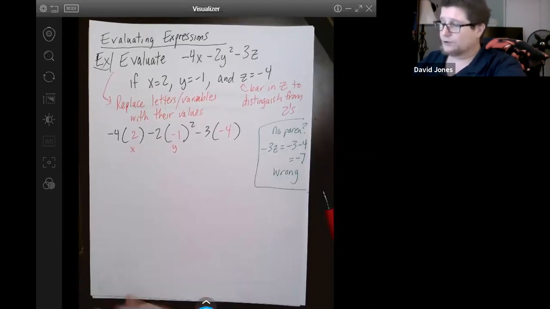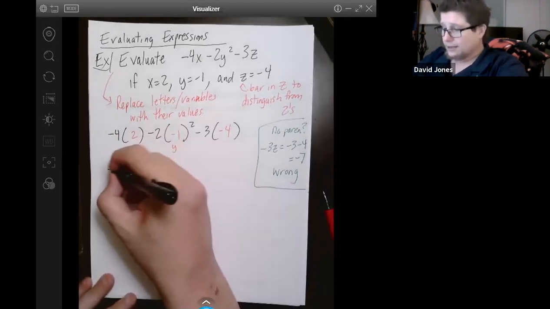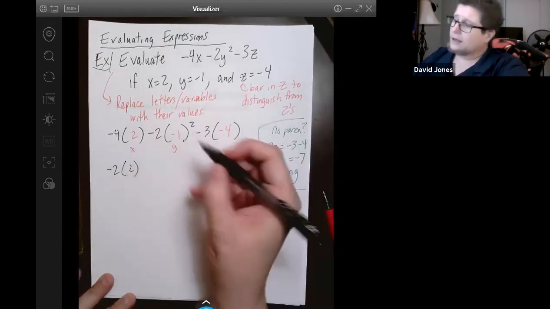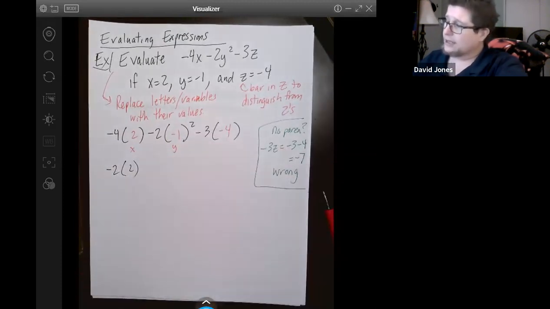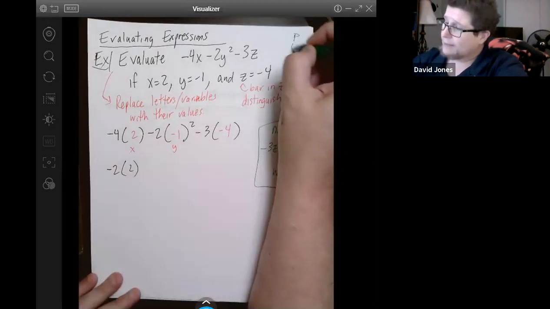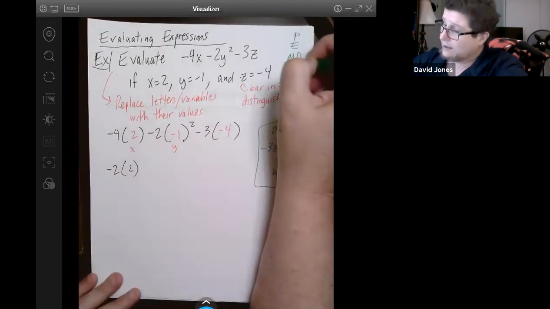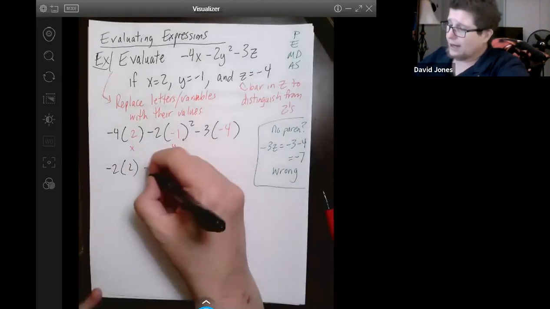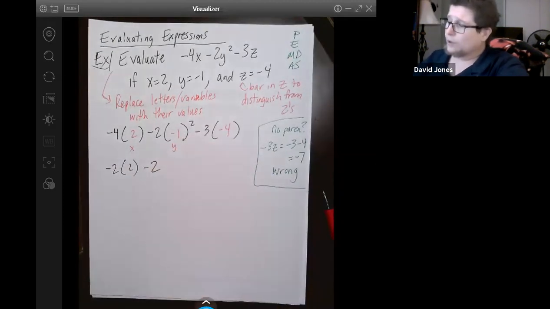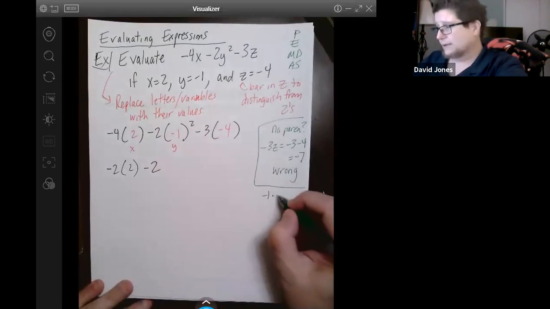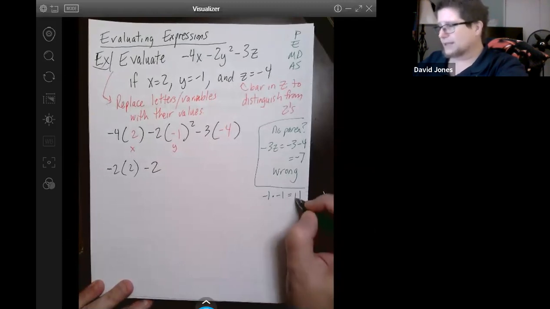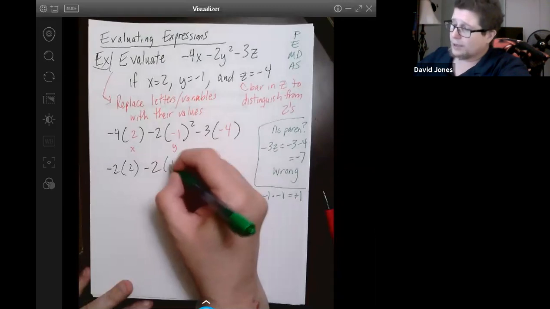Now we'll go through our operations. The first thing we do is, there's no operations inside the parentheses. So our next option is, we look at our PEMDAS. We do exponents. -1 squared is -1 times -1. 1 times 1 is 1, and there's 2 negative signs, makes it positive. This is +1.